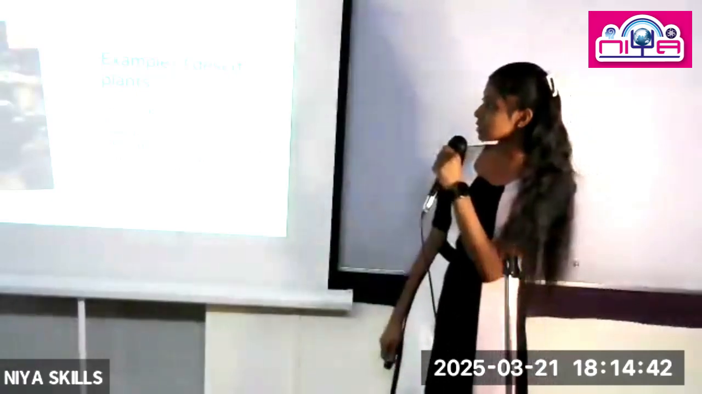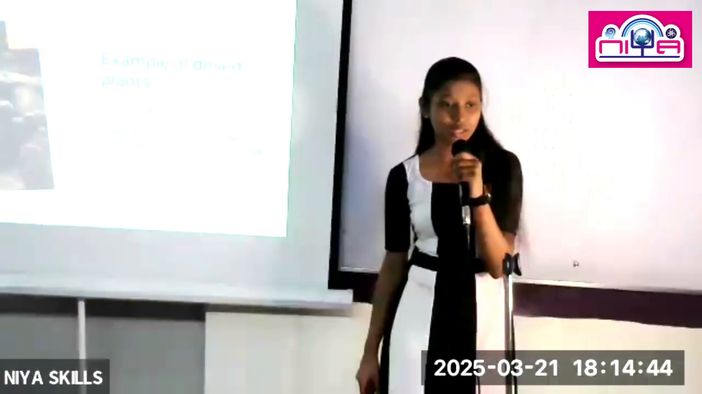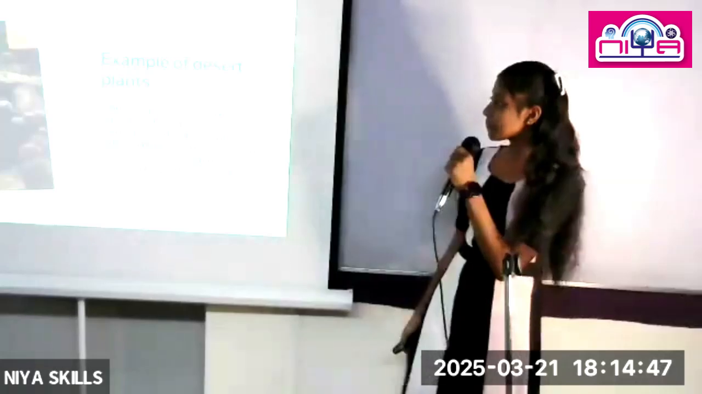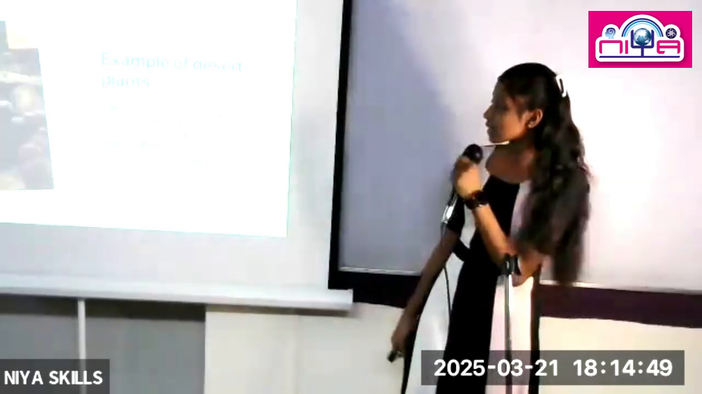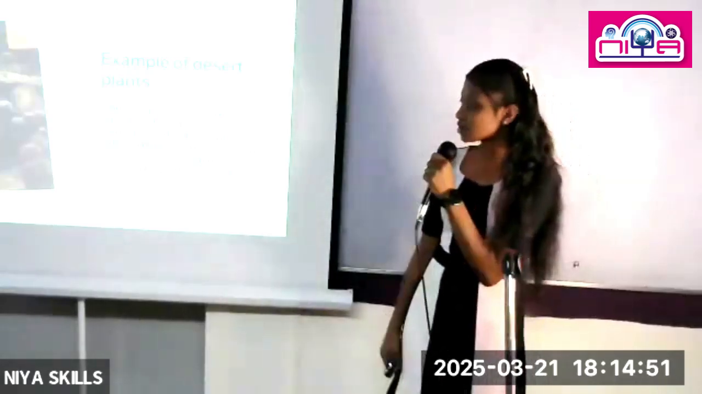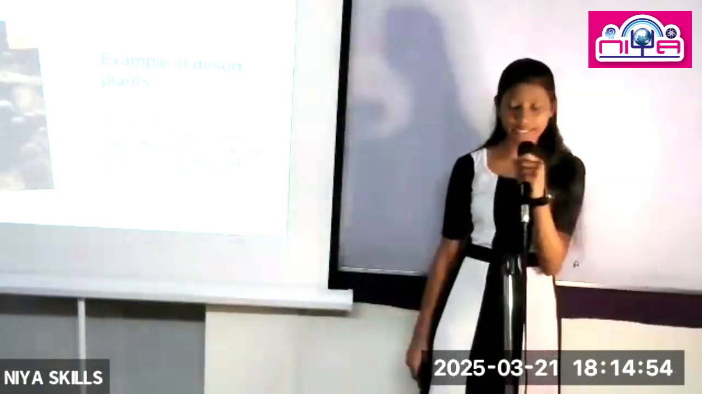Example of desert plants. These steps need not take place one after the other immediately. Example, desert plants take carbon dioxide at night and prepare food during the day by absorbing light energy.